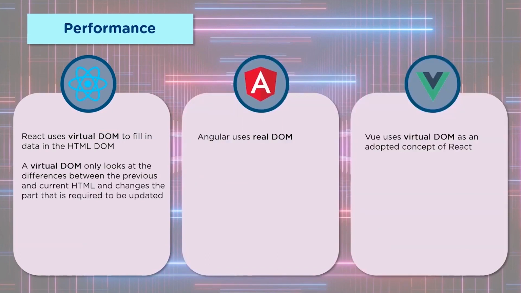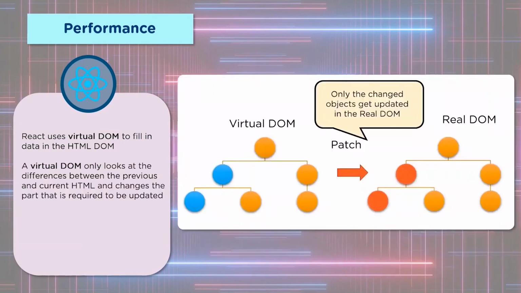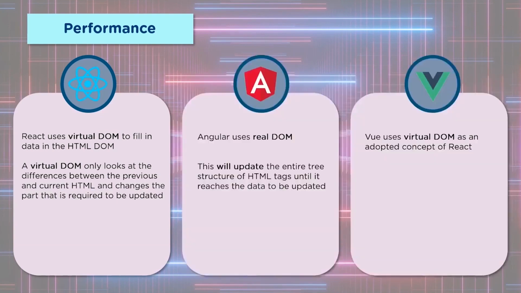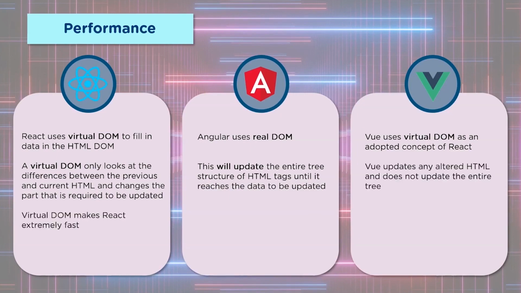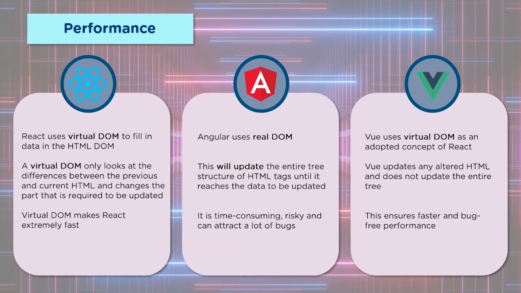Now the virtual DOM looks at the differences between the current and the previous HTML pages and only changes the parts that need to be updated. Angular, on the other hand, updates the entire tree structure regardless of any changes made or not. And Vue again only updates the ones that have changed. Since there is no time spent on making unnecessary changes to the entire tree, React is extremely fast. On the other hand, real DOM updation is time-consuming, risky and error-prone. Vue also ensures faster and bug-free performance.